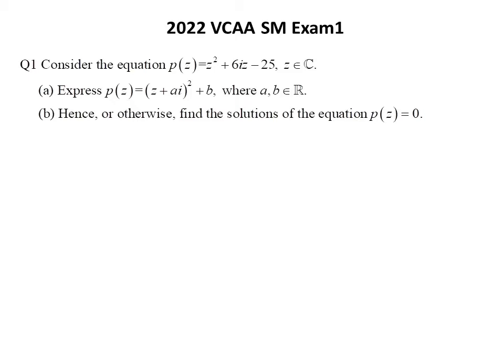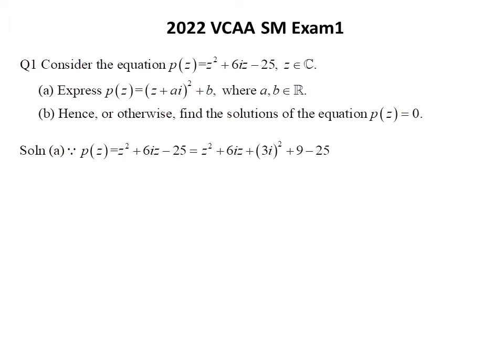As can be seen, question 1 provides a quadratic function where z is a complex number, and it contains 2 parts. In part A, the question is to express the quadratic function in the form (z + ai) squared + b, where both a and b are real numbers. Part B is to find the solution of the equation p(z) = 0. Now let's come to part A of this question.